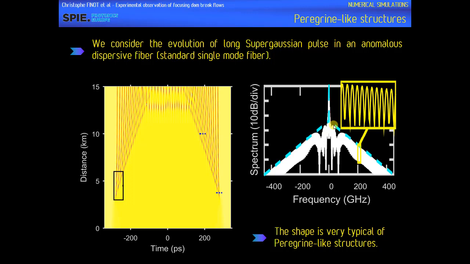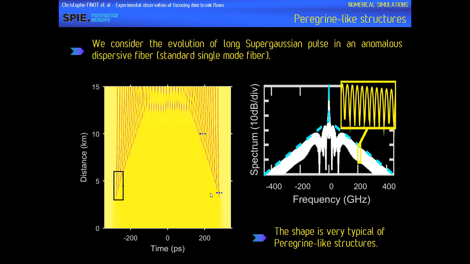We can also have a look at the spectrum, and once again, the analytical shape of the Peregrine soliton, which is plotted here in light blue, is very close to the result that we can obtain from the numerical simulation. The only difference is that we have here a very strong modulation, which is a sinusoidal modulation of the wings, and this modulation is very simply explained. This is just because we have two structures that emerge symmetrically with respect to the center. They are delayed, so there will be an interference between these two coherent structures that will lead to this typical spectral interference pattern.